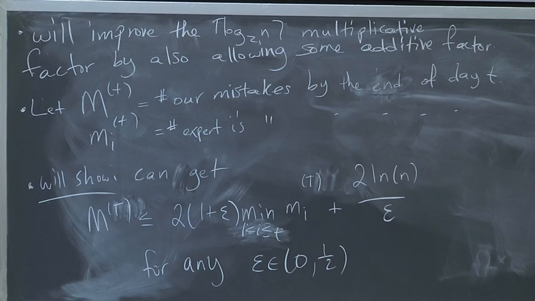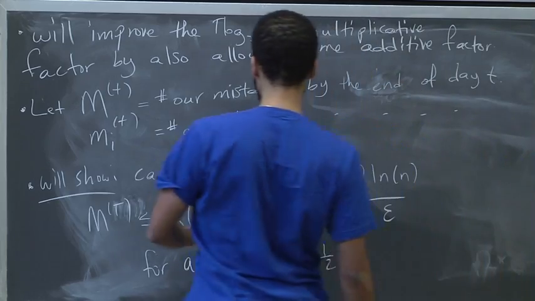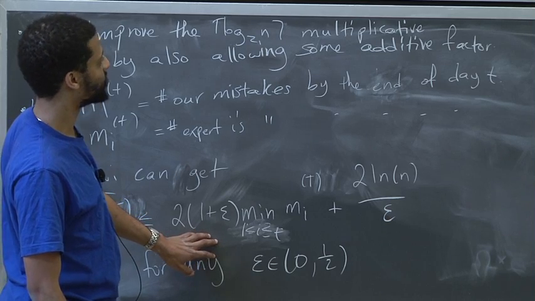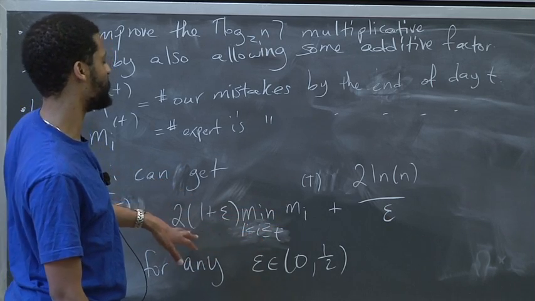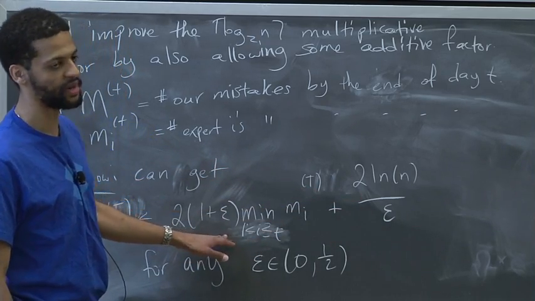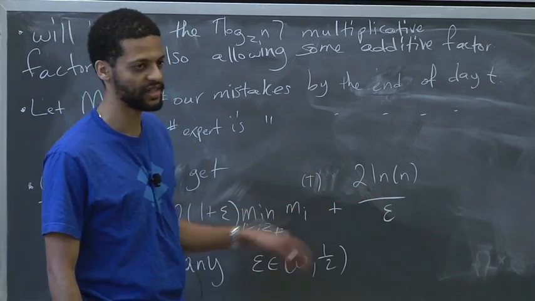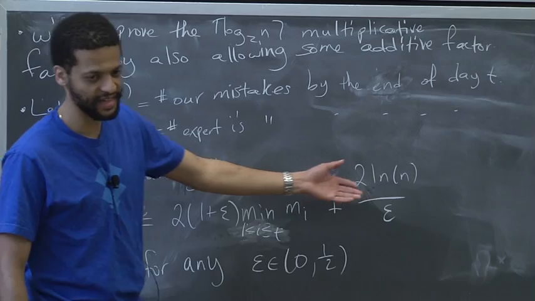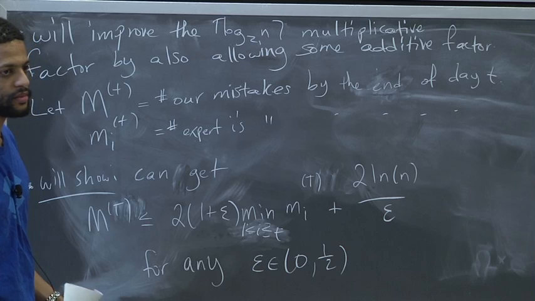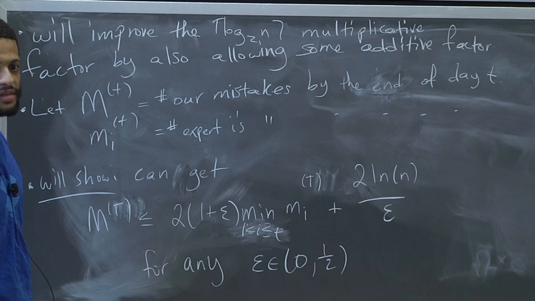Okay. So on the one hand, before we basically had roughly log n times the best expert's mistakes. Now we have roughly 2 times that. But then there's some additive error depending on how close we want to be to 2, as well as on this log n. Anyway, we already had an additive log n. So that's not so bad, right? Okay. Any questions?